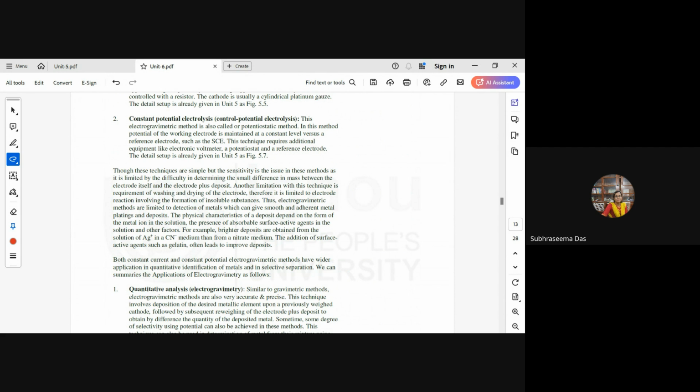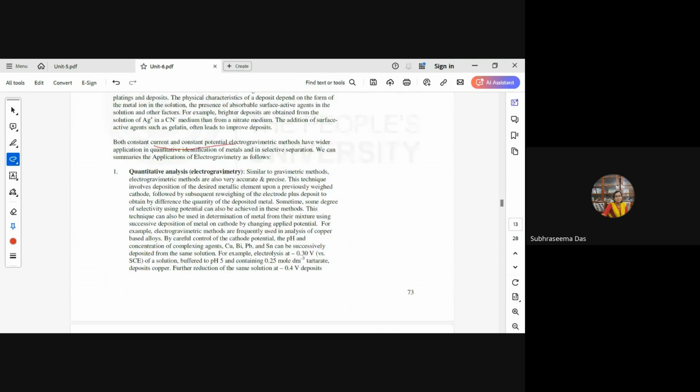Though these techniques are very simple and sensitive in nature, they are limited, as the determination of deposition of small mass becomes a very difficult task. Another limitation is that it requires washing of the electrode both before and after the process, so as to remove the insoluble substances that get adhered to it during the process. Thus, electrogravimetric methods are limited to detection of metals which can give smooth and good deposits. The physical characteristics of the deposits depend on the nature of the material that is used.